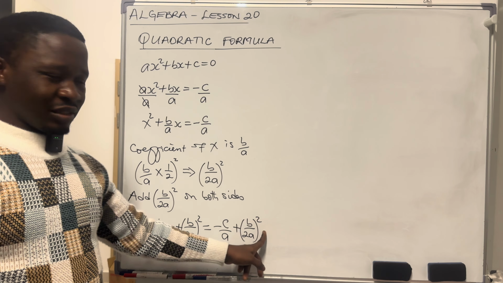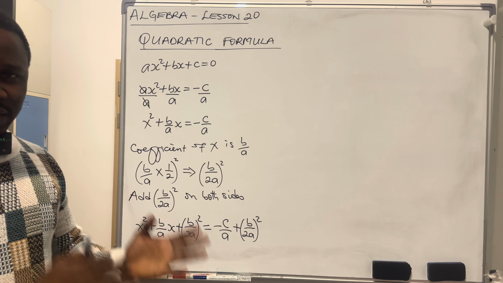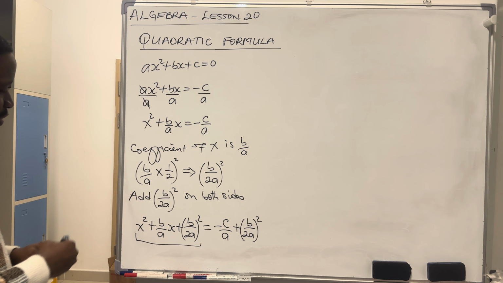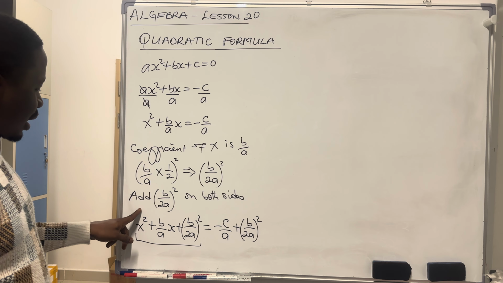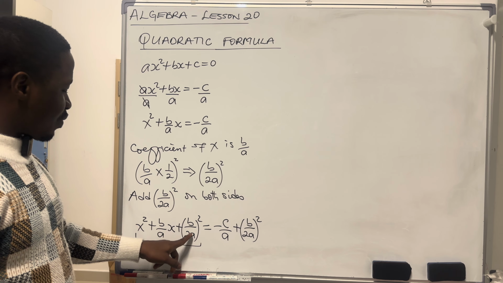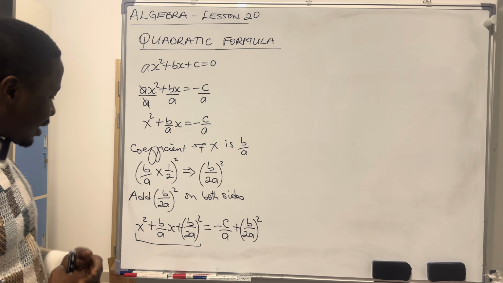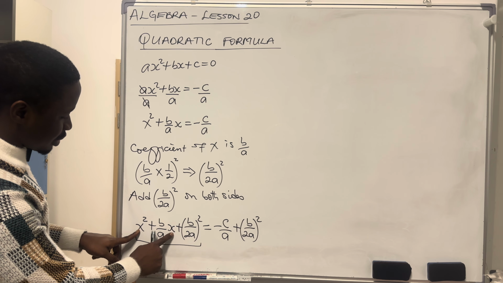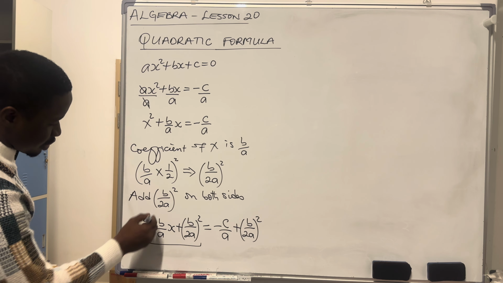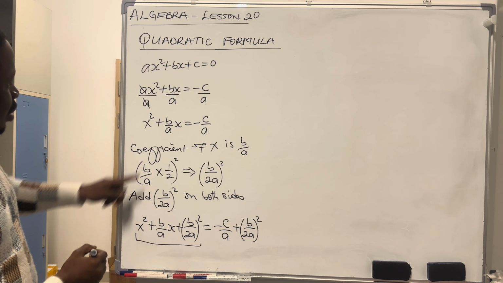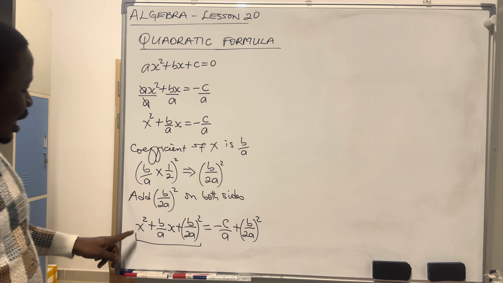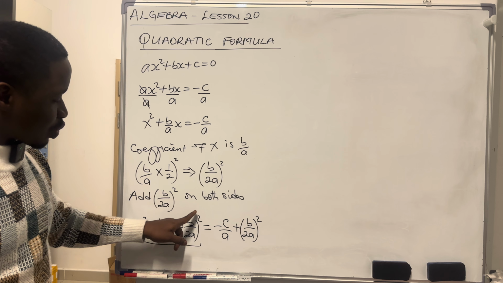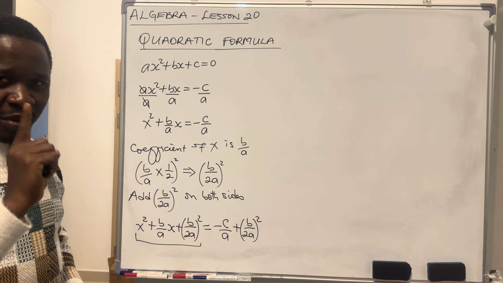All right, what is next? We expand this, but we don't expand this. Let's see the magic here. This one we have here, x squared plus b over a x plus b over 2a squared. See the pattern here. This is b over 2a. Now, x squared plus b over a x plus b over 2a squared will give us one bracket.